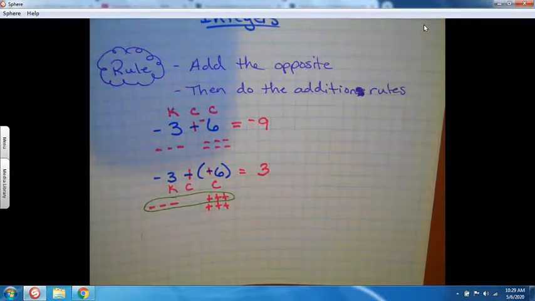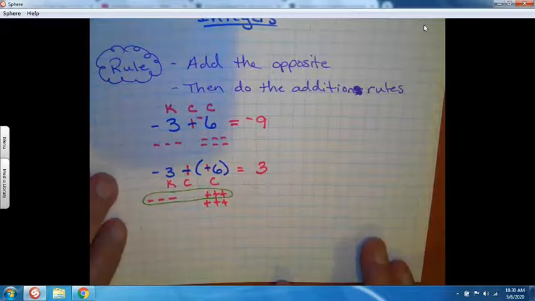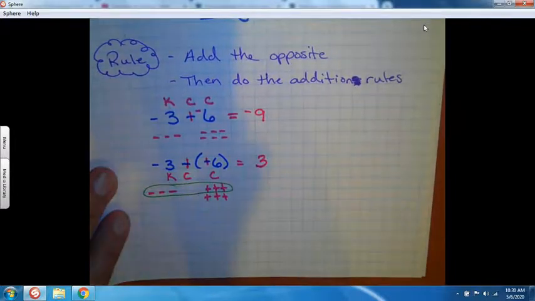Okay? Just to refresh, just to remember your addition rules, and flip back in your math journal, because you got your notes in your math journal, or you should. If you don't, that's a problem. Okay? All right, let's try another one.